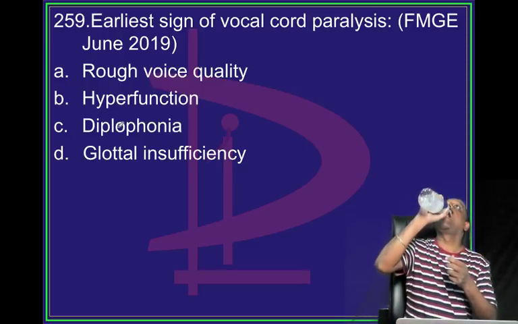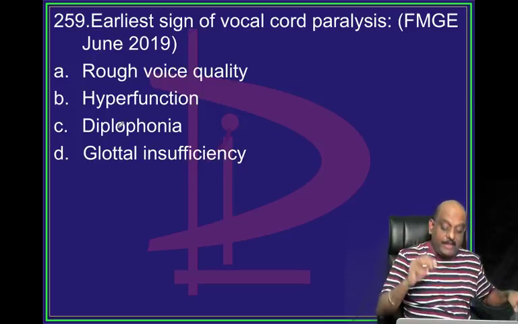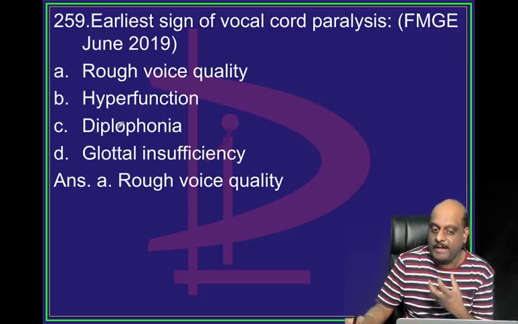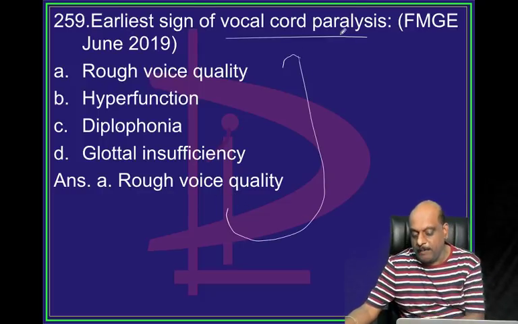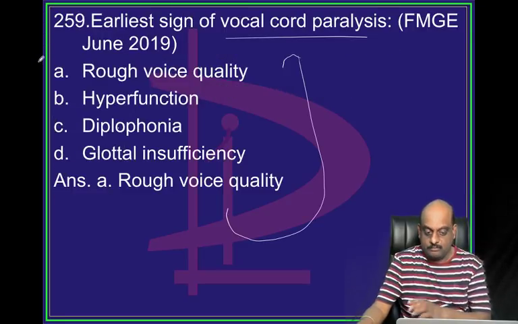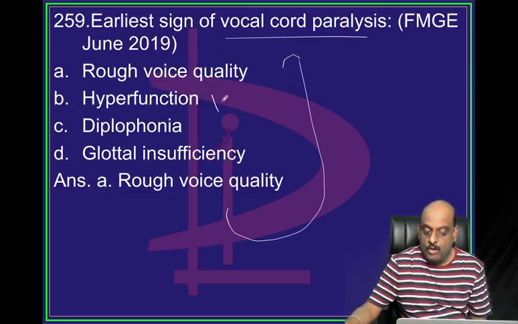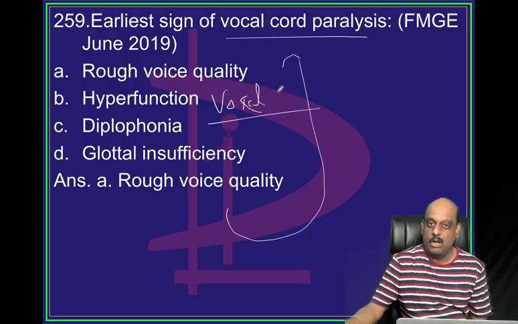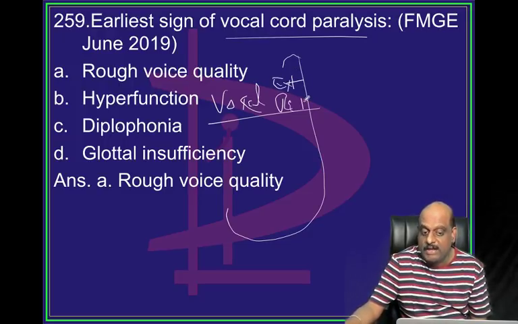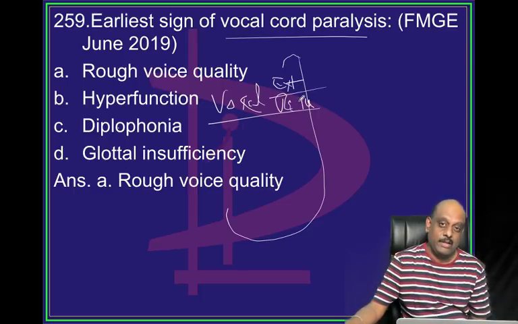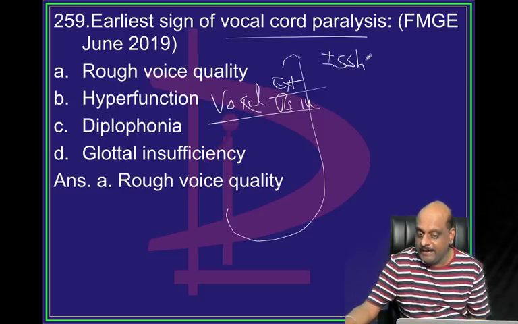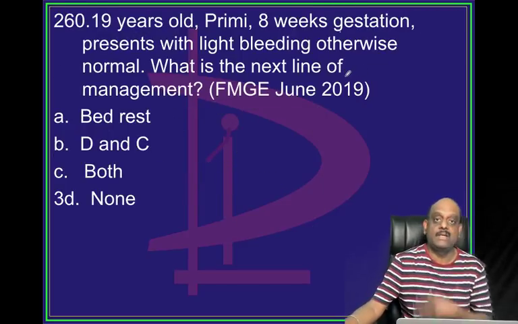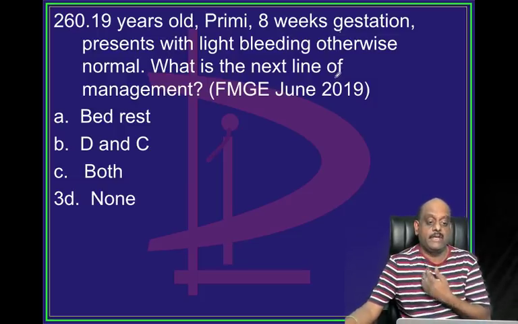Now, doctor, earliest sign of vocal cord paralysis: the rough husky voice quality is the earliest sign of vocal cord paralysis. Once more, I want to tell you, take this as a clue. Once more, vocal cord paralysis. What are all the vocal cord muscles? How does the external laryngeal nerve versus the recurrent laryngeal nerve differ from each other? Then, procedures to repair vocal cord paralysis. All these areas, you need to take an opportunity to do the revision.